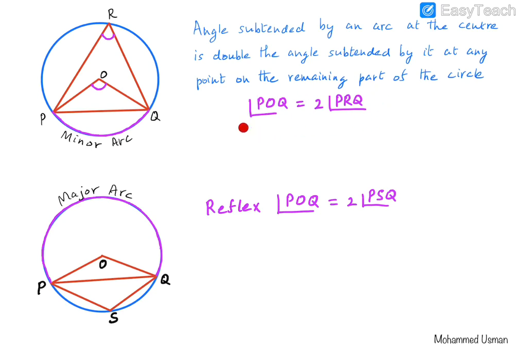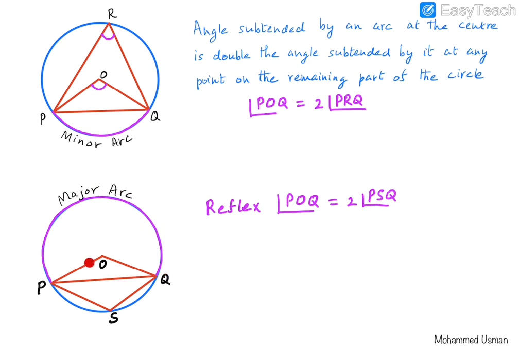Okay, this is a property that we need to remember, and we will be using this property. We will also prove this property in the form of a theorem later on, and also use this to solve different problems in this chapter. Okay, similarly, when we have the angle subtended by the major arc, the same property applies.